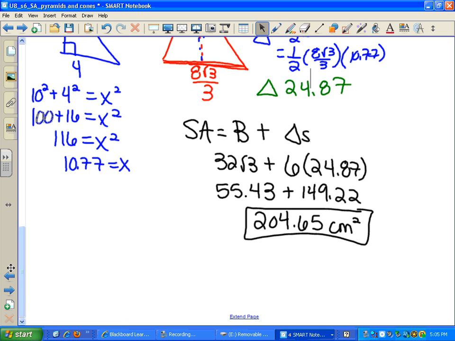That one's a pretty tricky one. A lot of involvement there because the base was a regular hexagon. But there you go. All right, let's take a look at one more.